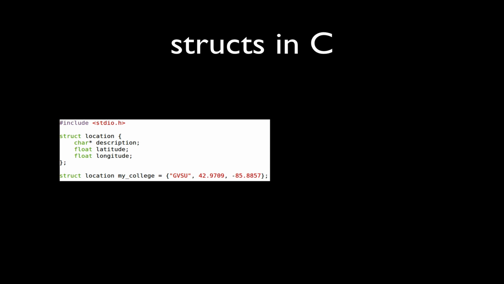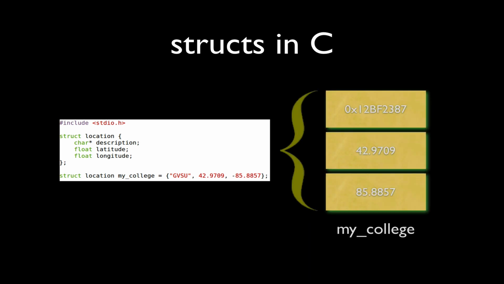Now, it's important to realize that the first struct up there is actually the definition of the type location. It does not allocate any memory. That actually comes later when we define the variable myCollege of type struct location. In that case, the compiler will indeed allocate enough memory to store this piece of information.